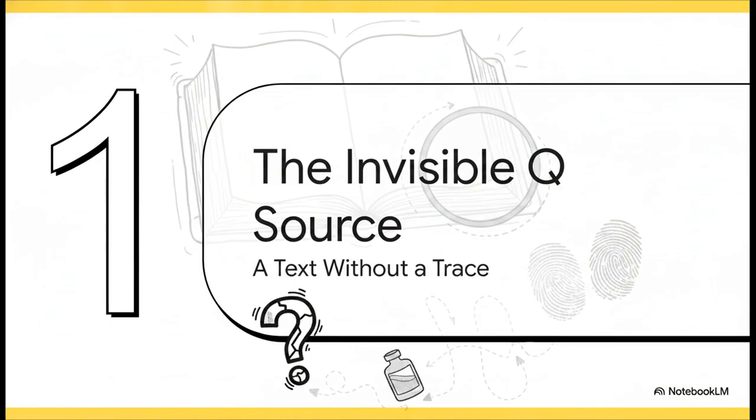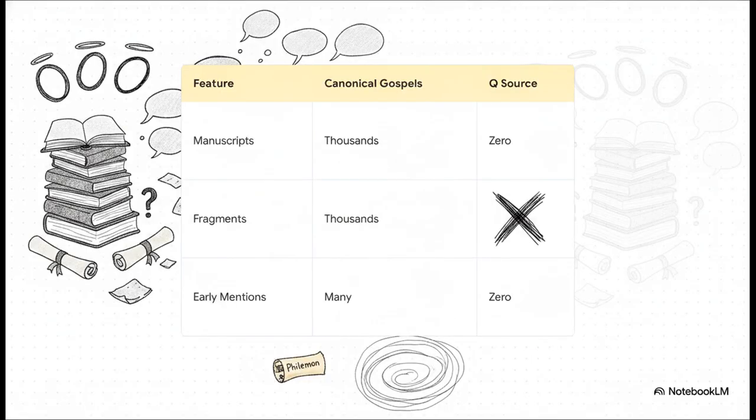Section 1. The invisible Q source. But right here is where our historical detective story hits a major snag. Let's look at the hard evidence. On one side, we have the canonical Gospels, Matthew, Mark, Luke, and John. For these, we literally have thousands of ancient manuscripts and fragments. They're heavily quoted by early church fathers and officially acknowledged by early Christian councils.